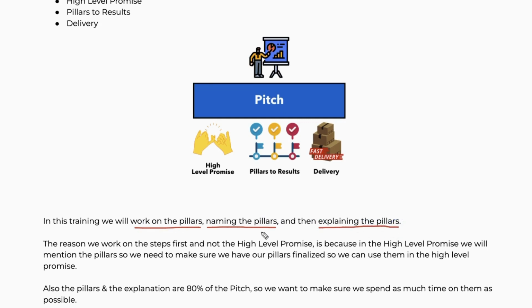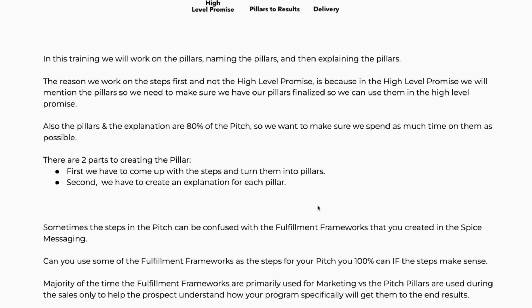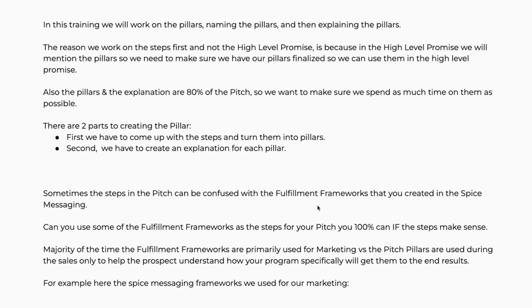All right. And the reason we work on the pillars to results first and not the high level promise is because the high level promise can only be created once we've actually created the pillars to results, because this is the meat and potatoes of the pitch. This is where majority of the time is going to be spent. The high level promise is just 1 to 2 sentences. That's why we need to create this so we can actually create the high level promise and then the delivery. All right. Now, also the pillars and the explanation, like we said, is going to be 80% of the pitch. So you want to make sure you can spend as much time on it as possible.